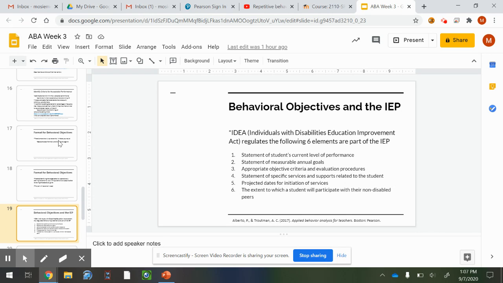And number 6, the extent to which a student will participate with their non-disabled peers. So that's just that professional bias part. How often can we get those kiddos participating with their peers? And a lot of times this is where we have to think about what it is about their disability that keeps them from participating as much as we would like with their non-disabled peers. Again, that helps us drive objectives. It helps us know what services and supports to give a student.